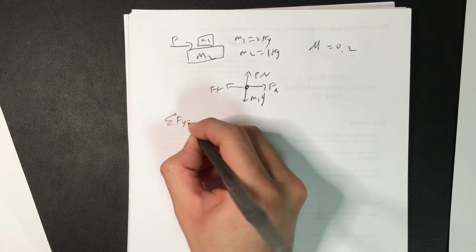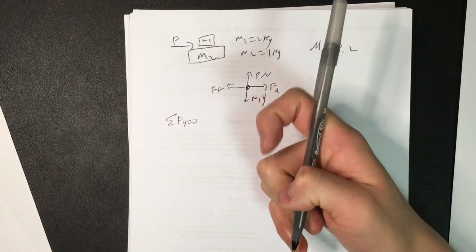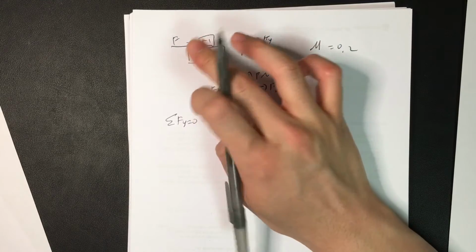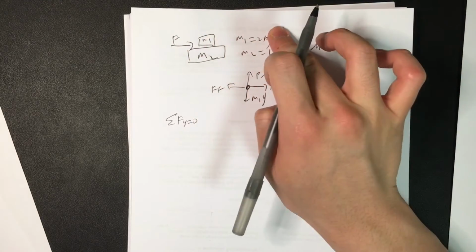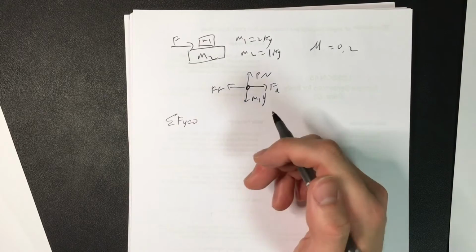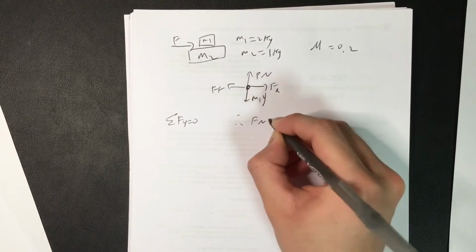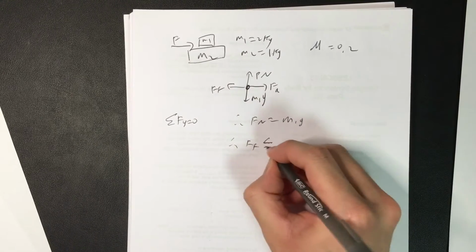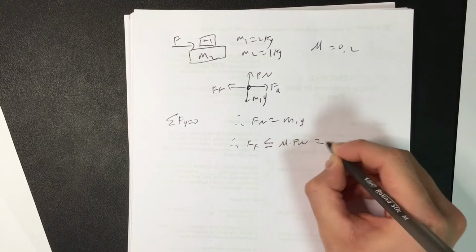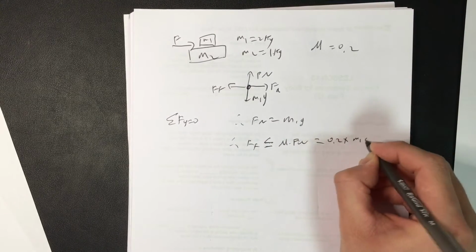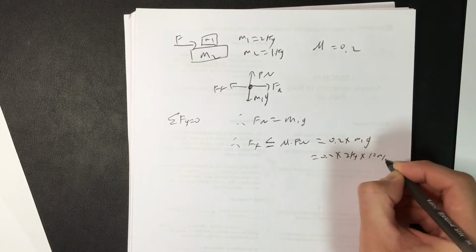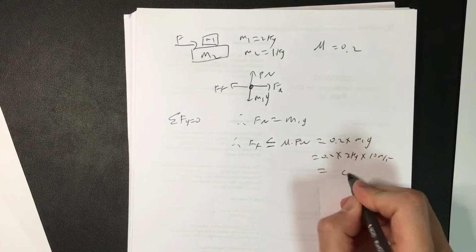The summation of the force along the vertical direction should be 0, because intuitively this block won't jump up or down. It's just going to stay at the same vertical level, which means the force along the vertical direction must be 0. Therefore, the normal force equals M1g, and therefore the force of friction is equal to or less than mu times Fn, which is 0.2 times M1g, which is 0.2 times 2 kilograms times 10 meters per second squared. Solving this leads to a force with magnitude of 4 newtons.